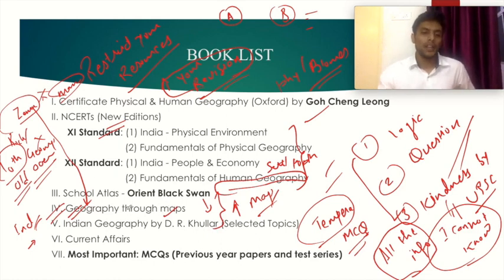Or if you don't find this book, just go with the one book authored by a great scholar, the senior-most faculty of geography, K. Siddhartha sir. It is also there, so you can go with that book as well. Now there is the book by R.D. Kullar, which is especially used or referred to by people who have geography as the optional.